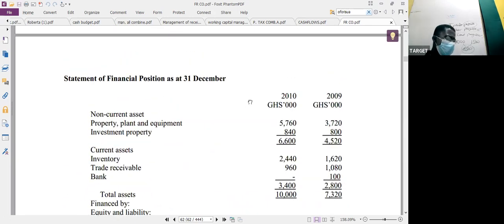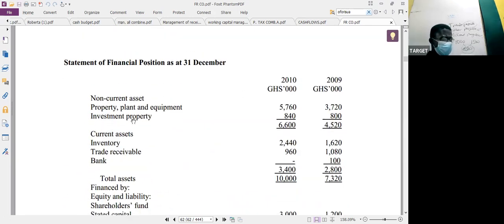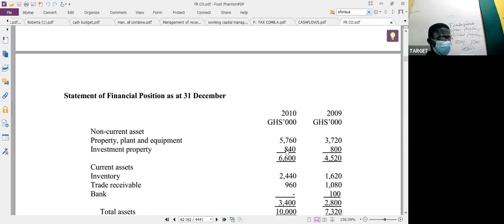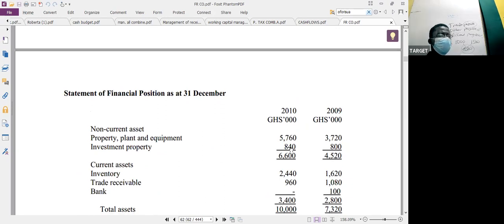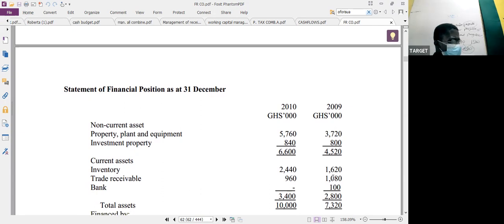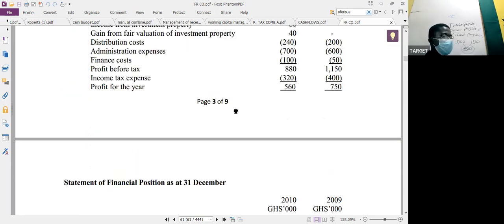Go to the statement of financial position. What did you see here? Investment property, right? The opening balance is 800. The closing balance is 840. So has it increased or decreased? It has increased, right? So this increment is as a result of what? Fair value gain. So there's a fair value gain of 40. And that 40, a good examiner, it must appear in the P&L.